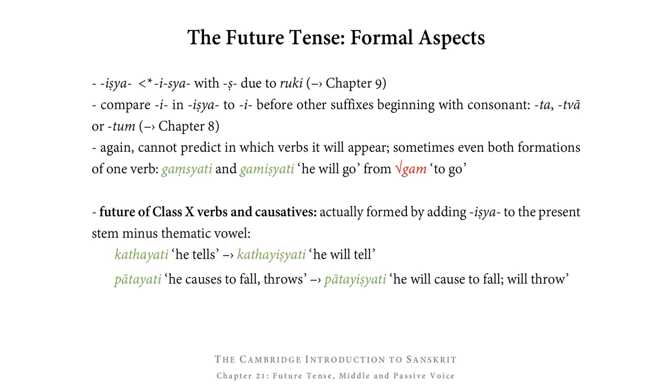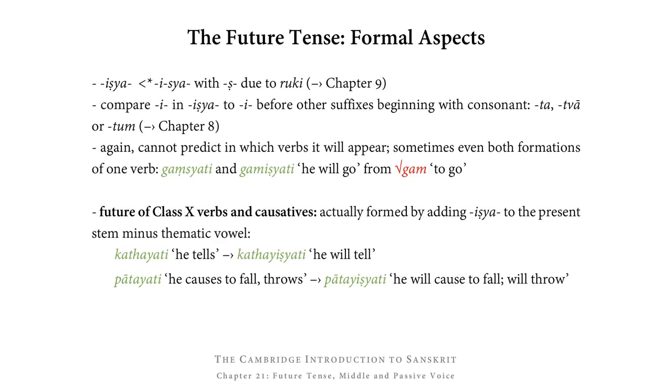We can, however, predict the future of one specific kind of verb, namely class 10 verbs and related to those causative verbs. These are formed by adding ishya, only ever ishya, never sya, to the present stem minus the thematic vowel. So, for example, from a class 10 verb such as kathayati, he tells, we get the present stem kathaya. From that we take away the final a and we add ishya, giving us kathayishyati, he will tell.